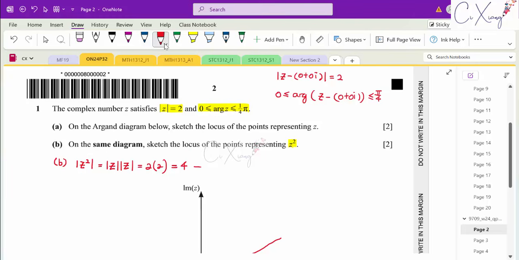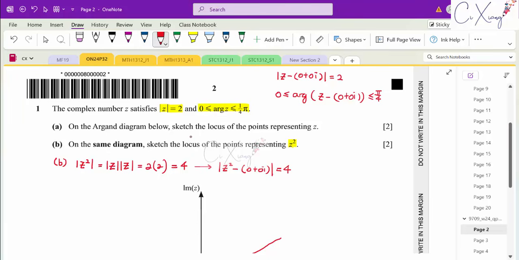Okay, so what does it mean here? So basically this one means that you're having modulus z squared minus 0 plus 0i equals 4. So to sketch the z squared, you are having a circle with the center 0, 0 and with the radius 4. Okay, then next one, how to get the locus for z squared in the second inequality here?